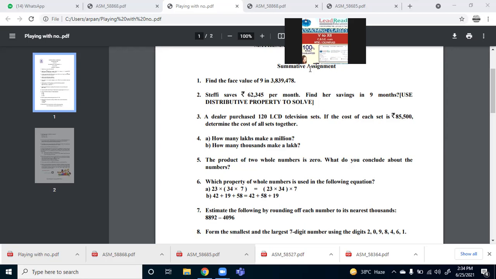So let's move quickly to question number 6. You need to tell which property of whole numbers is used in the following equation. Ma'am, I have sent A. Okay, please send it to me in the chat box. Hriday, you are correct, but the name is incomplete. Please complete it. Ma'am, it is of multiplication. You are correct. So the first property, everyone send it.